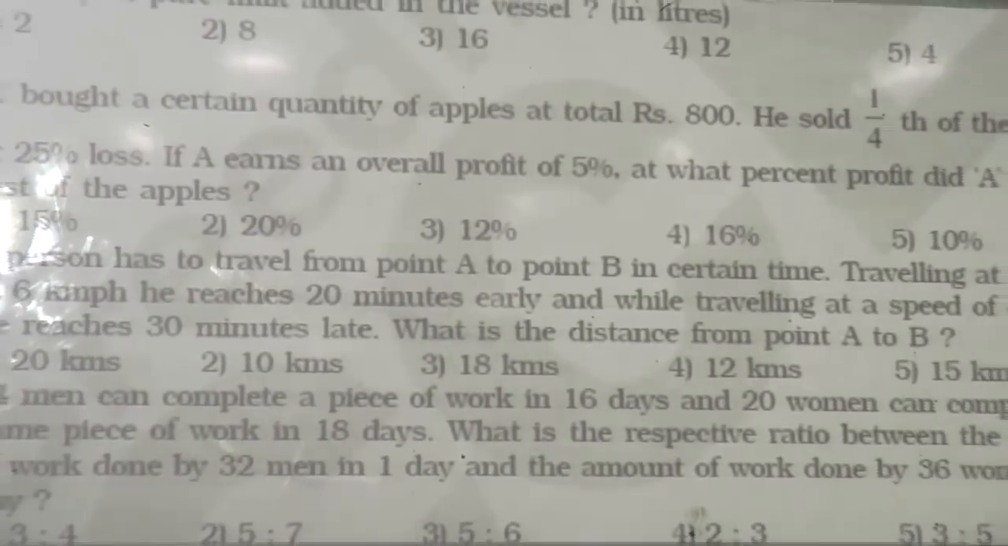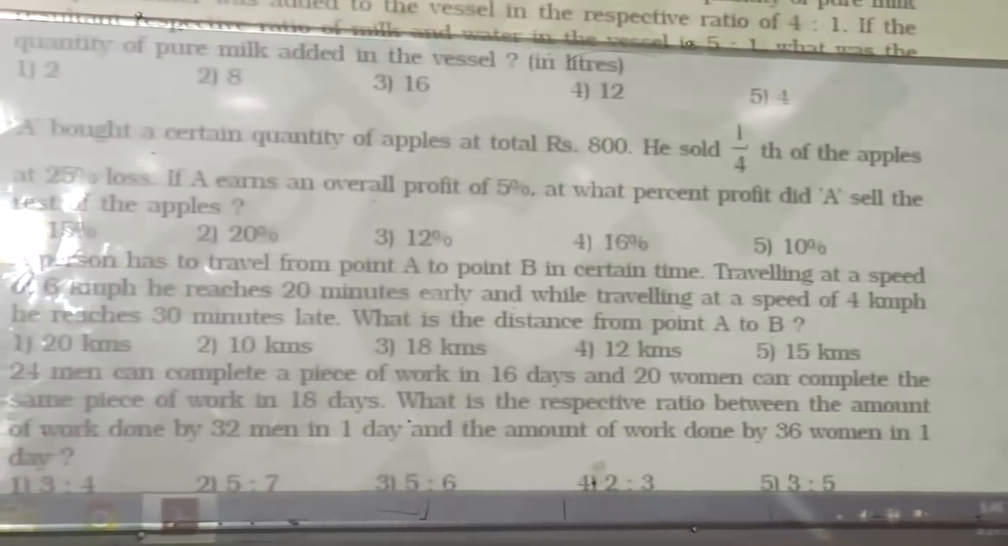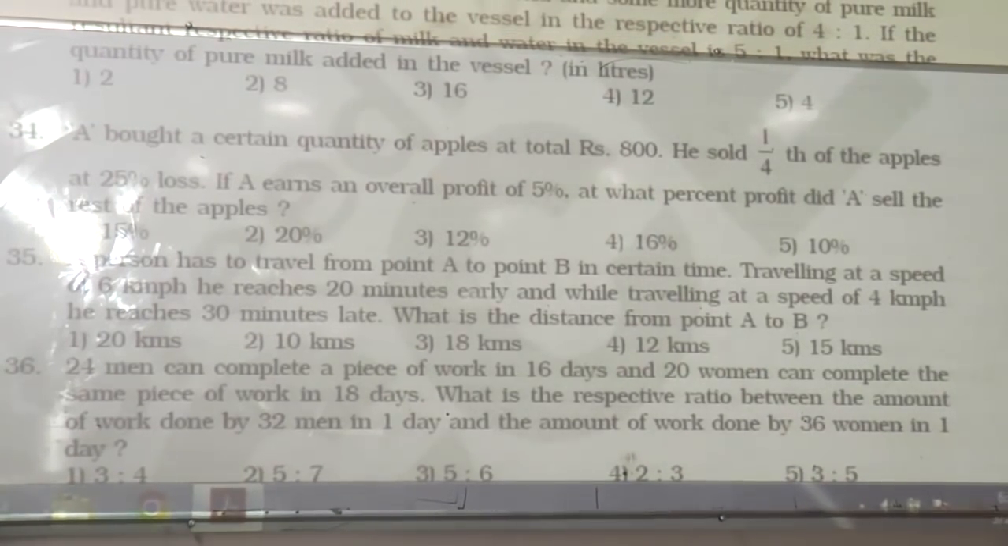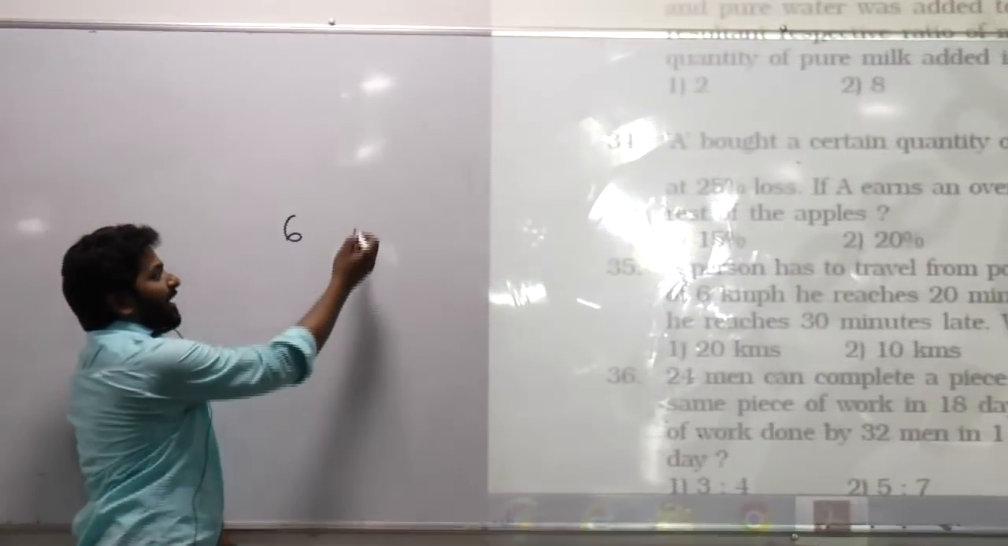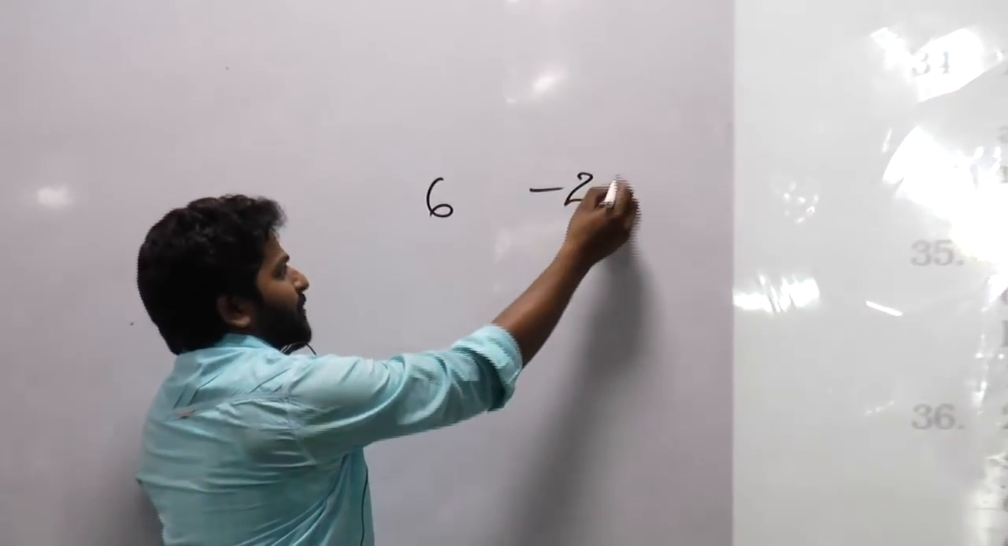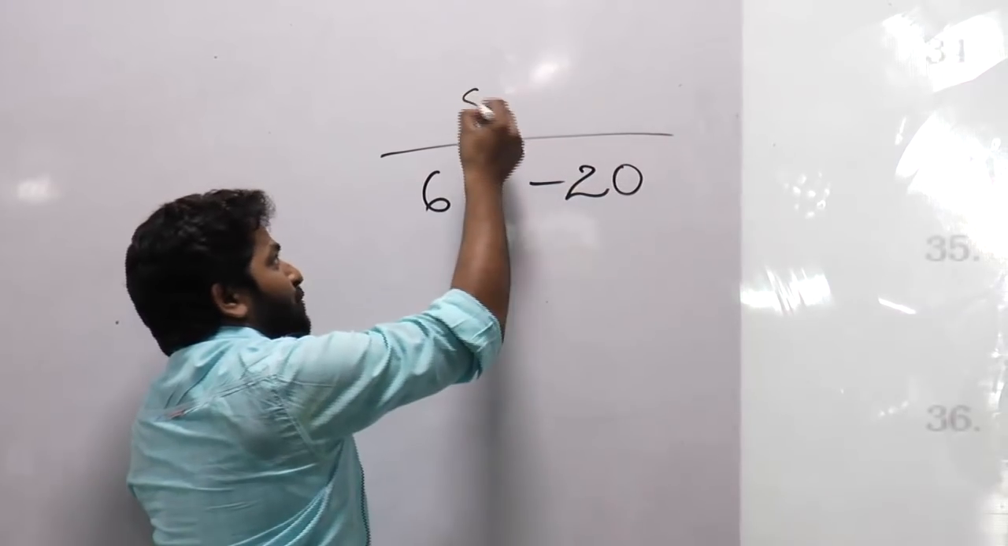Next, a person has to travel from point A to point B in a certain time. Traveling at a speed of 6 km per hour, he reaches 20 minutes early. While traveling at a speed of 4 km per hour, he reaches 30 minutes late. What is the distance from point A to B? Right. In the first case, the person traveled at 6 km per hour. He was early by 20 minutes. Is that plus 20 or minus 20? Minus 20. Right. This is about speed and this is about time.